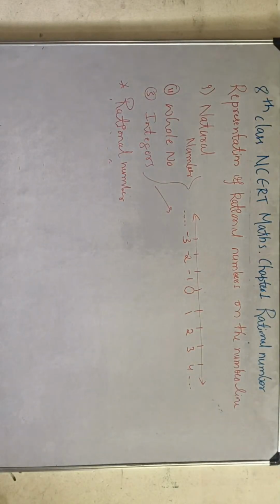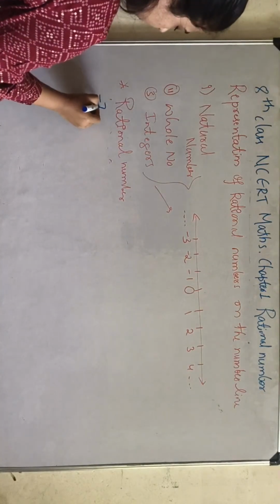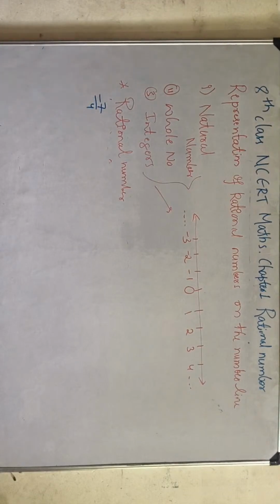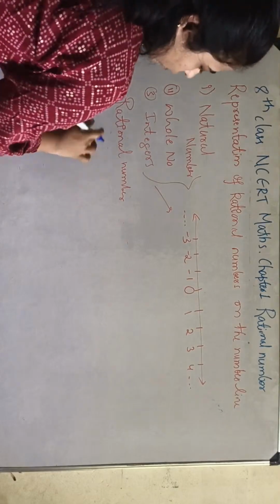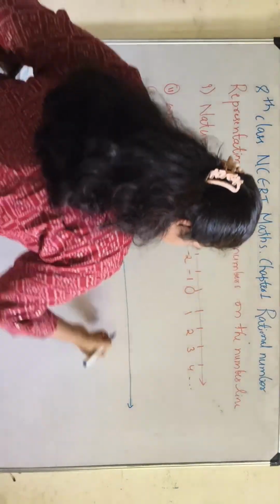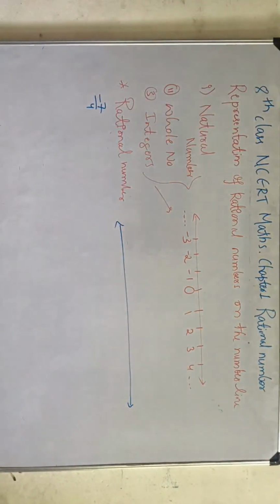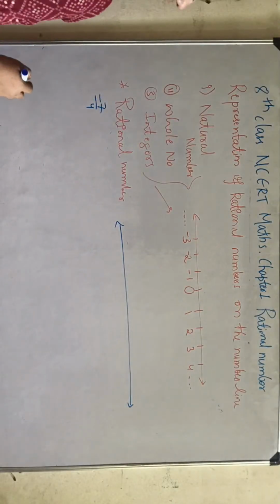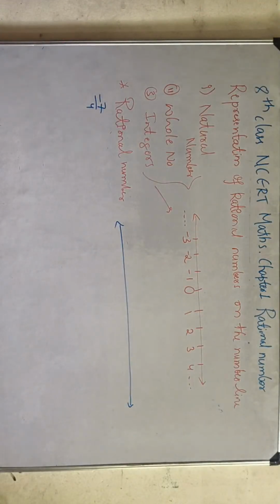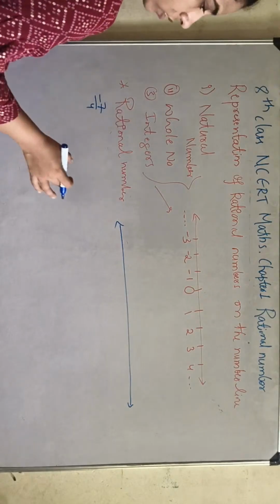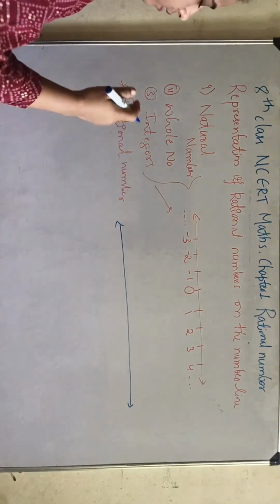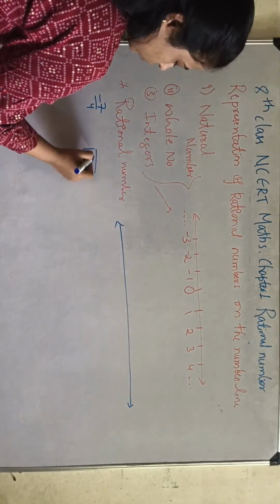Or you can take the minus 7 by 4. Now we will represent the negative rational numbers. You have to make this line. This is a real axis. Then you have to think, just ignore the minus now. The 7 by 4 lies between which number? Which two natural numbers is it lying between? If you don't know, just divide like this.